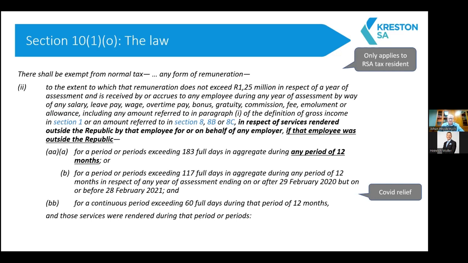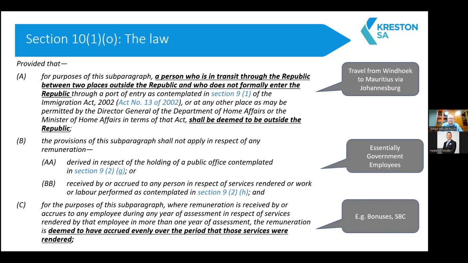And those services were rendered during that period or periods. So it sounds easy: 183 days, and they look at calendar days, and then 60 continuous days. Okay, it sounds easy, but as you'll see, it's not that easy. All right. Then there are certain provisos. The provisos exist because with 183 days and 60 days, you can easily fall in or outside it. 60 days is 2 months, 183 is 6 months, and you can easily miss it by a day either way. So if you, for example, fly from Windhoek to Mauritius and you just stop at OR Tambo and go on, then you ignore the stop in OR Tambo. That doesn't count as a South African day.